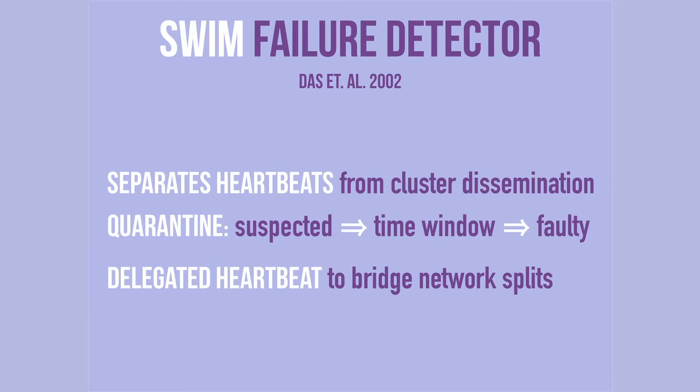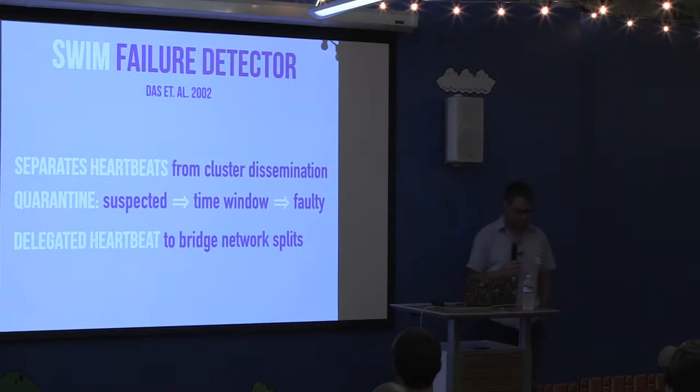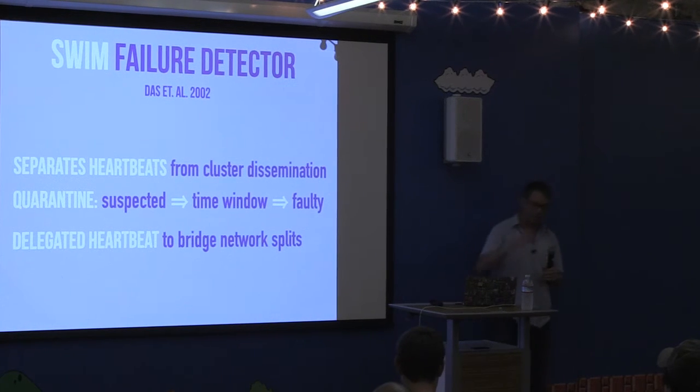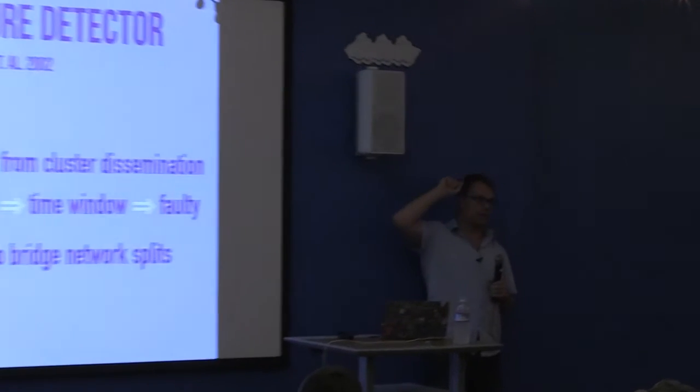Another interesting, and probably the most interesting contribution in my view from this paper, was delegated heartbeat, and that's a very cool way of getting around network splits. The way it works, if I would try to explain it, is if you have two processes like Alice and Bob, to use the classic names in computer science. So Bob sends a ping to Alice to see, are you up? If Alice responds, fine, she's up.